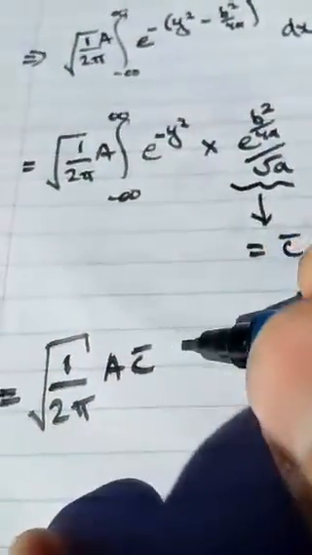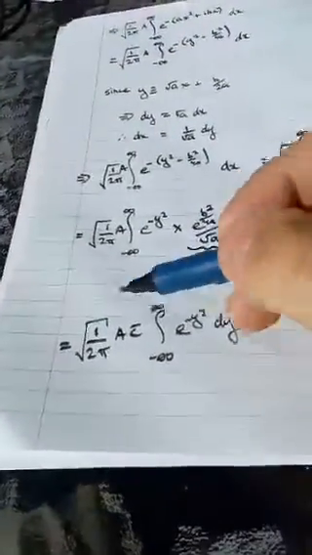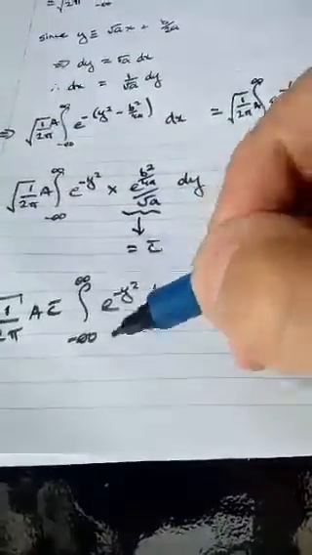So that's now times C, and you can put the C out here. So that becomes 1 over the square root of 2 pi, multiplied by A multiplied by C bar, times the integral from minus infinity to infinity of e to the minus y squared dy. Look how much simpler that is now, because that's outside of the integration. So that's just some constant. All we have to do now is integrate this. How easy is that?